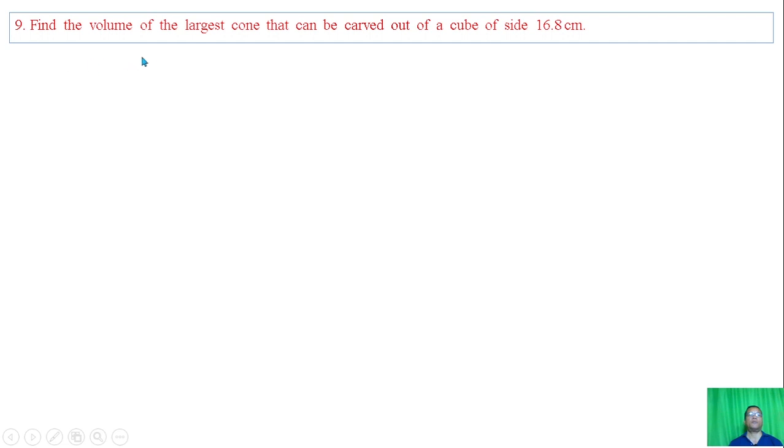Question number 9. Find the volume of the largest cone that can be carved out of a cube of side 16.8 centimeter.